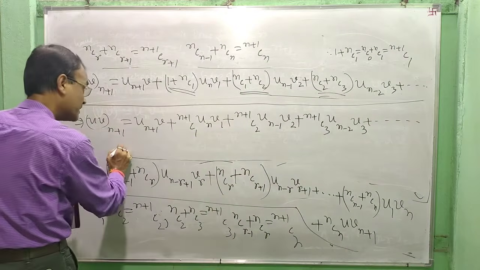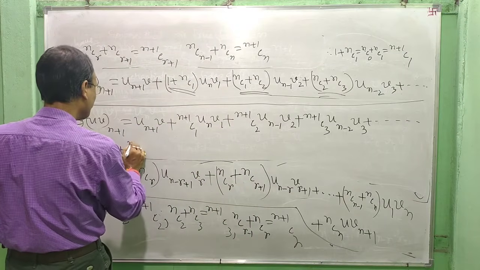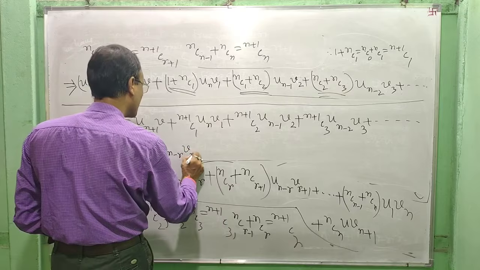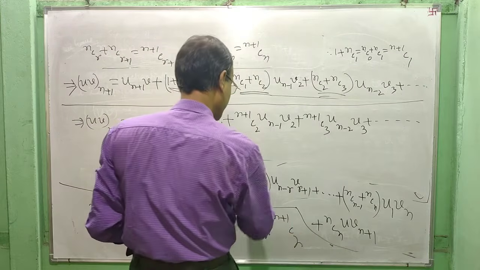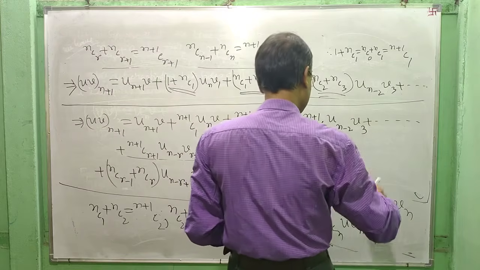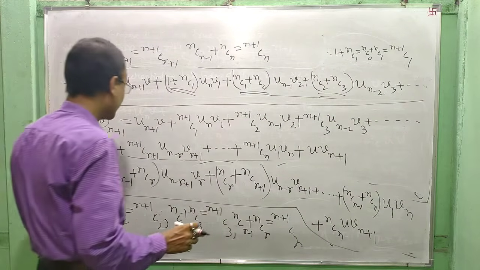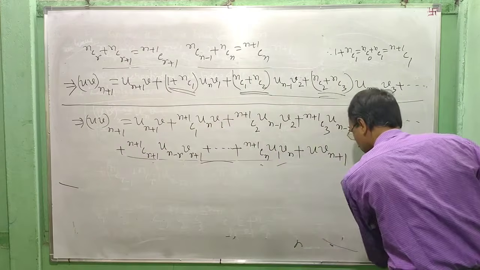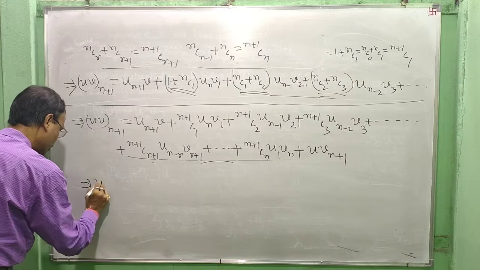Proceeding in this way, just write this term: N plus 1 C(r plus 1) u n minus r v(r plus 1), plus and so on, and finally we get N plus 1 C(n plus 1) u v n plus 1. This means (uv)n plus 1.